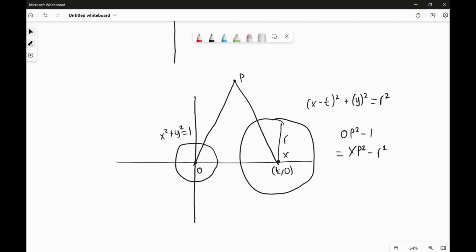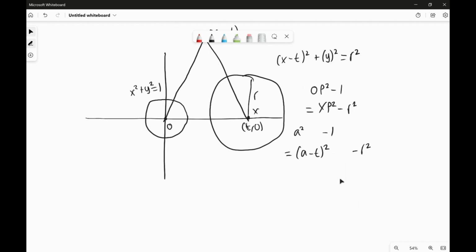But how can we compute OP? Well, if P equals (a, b), then we can use the distance formula. OP squared here is equal to a squared plus b squared, so that's minus 1. And then PX squared here is equal to (a minus t) squared, because it's a to t, and then b squared, so (a minus t) squared plus b squared minus r squared. And you might see why we're using the coordinate plane here, because the b squares cancel out.